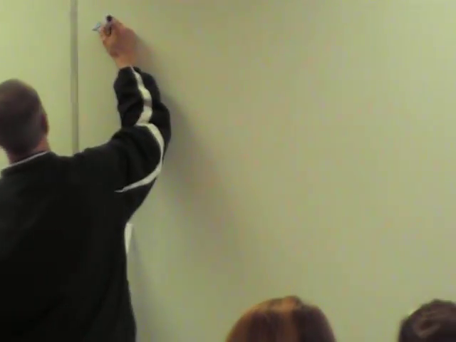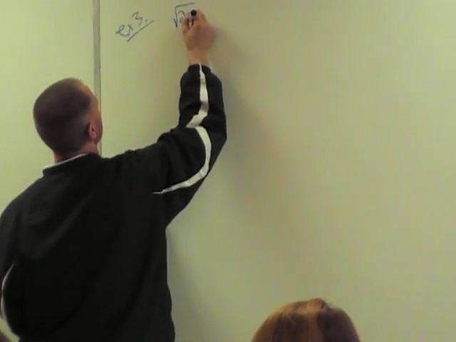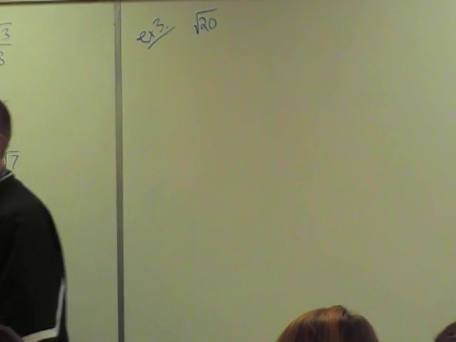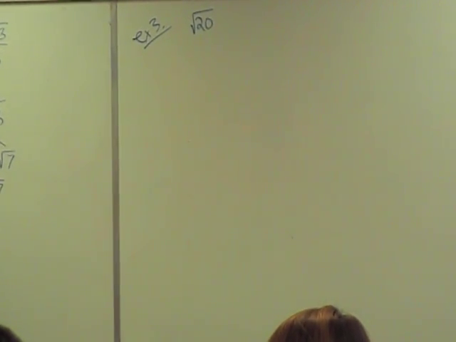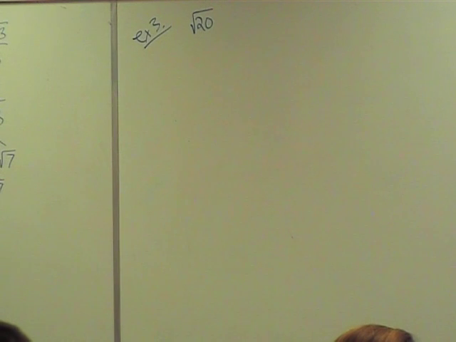So example 3 is the square root of 20. Everybody simplify that as far as you can. This is just like reducing. You're not using a calculator, you're just simplifying. Manipulating numbers. I told you this is manipulation, not algebra.